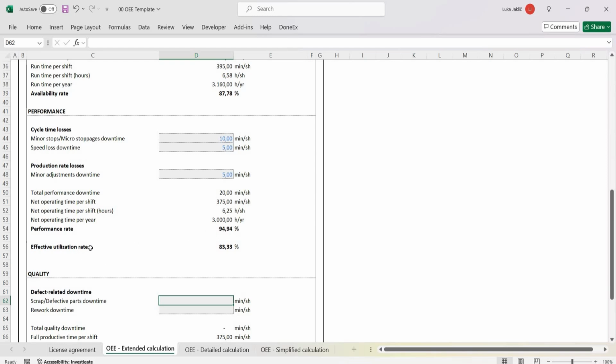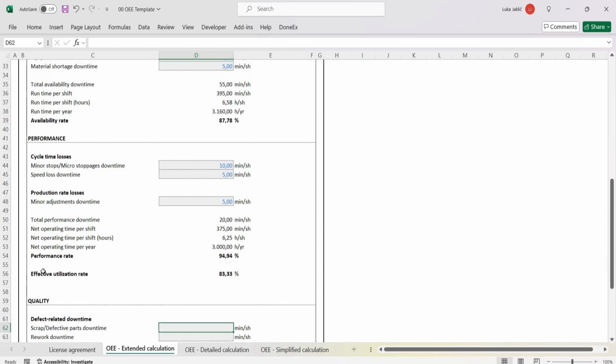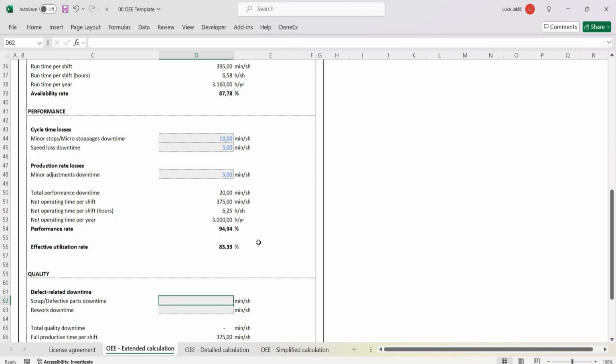The effective utilization rate is a measure that combines the impacts of both availability and performance. In this case, it reflects how well the available production time is utilized after accounting for both planned and unplanned downtime, as well as performance losses. This rate stands at 83.33%. It represents the efficiency with which the available production time is used, considering both the time lost due to availability issues and the time lost due to performance inefficiencies.